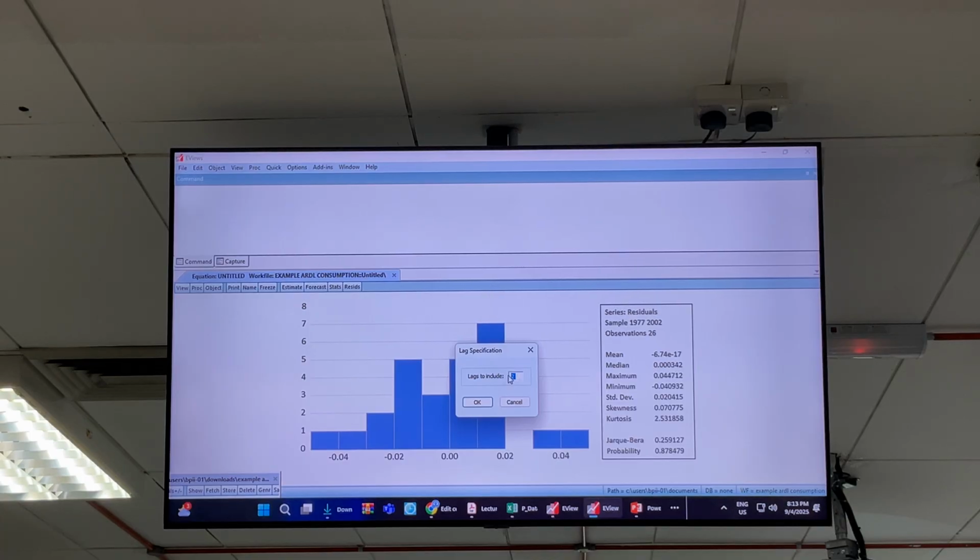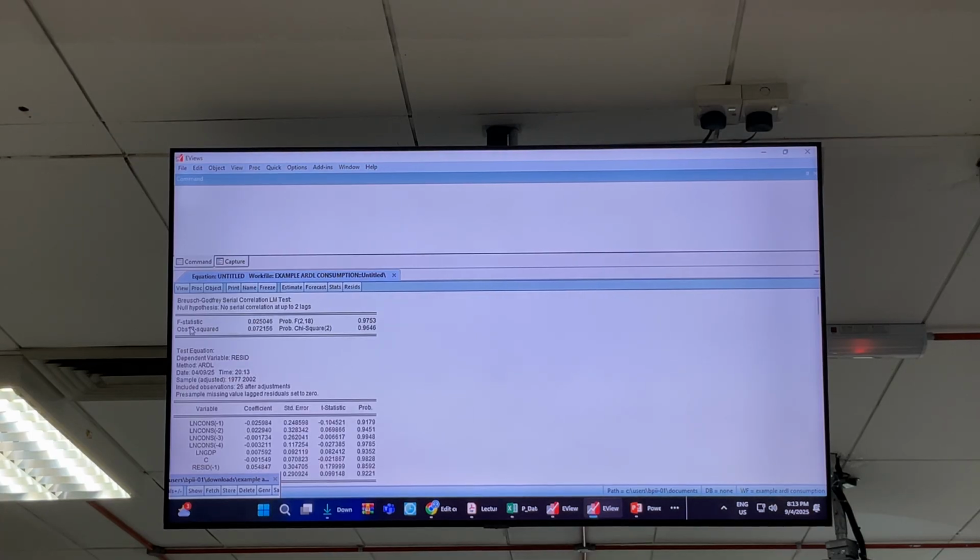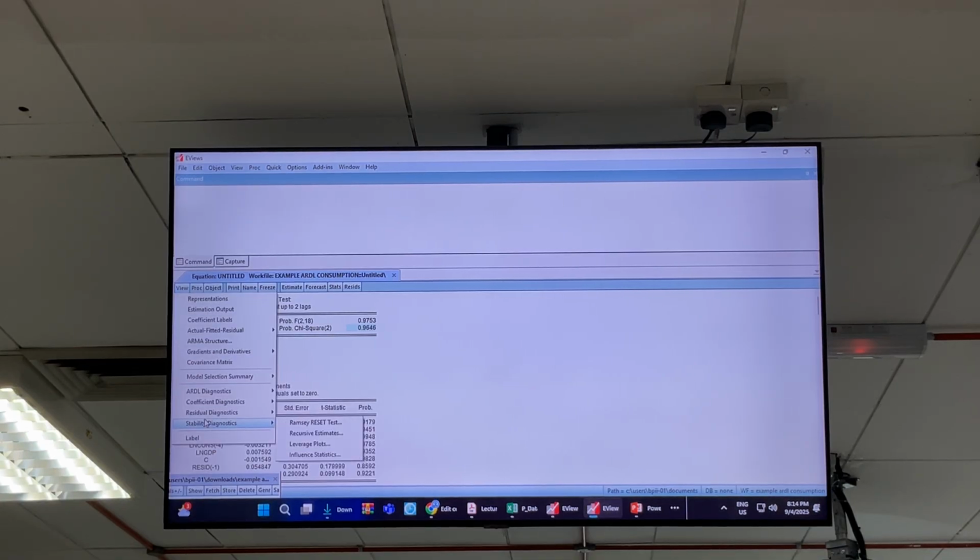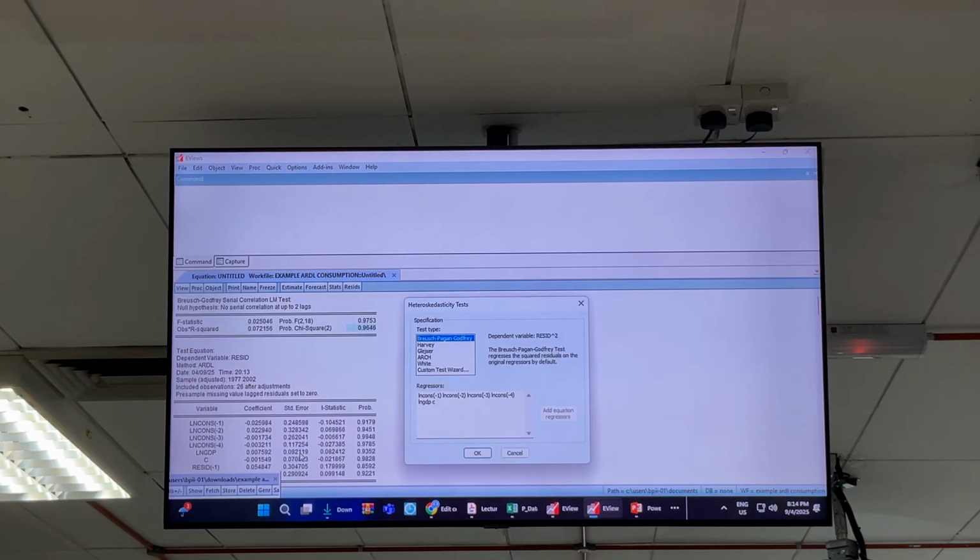Then you click OK. Observations times R-squared is 0.96, insignificant. So there is no serial correlation as well. Then how about the variance of my residuals, is it constant or not? Residual Diagnostics again. Click on Heteroskedasticity Tests. So there are a lot of tests to test whether the variance of the residuals is constant or not.